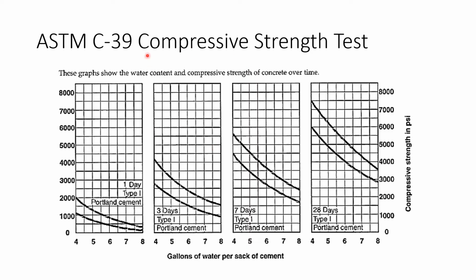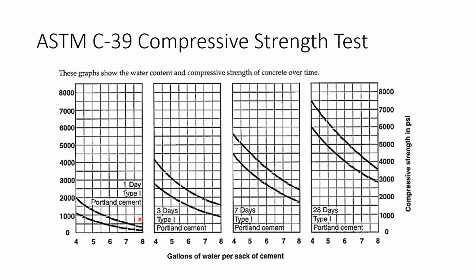Okay, ASTM C39 compressive strength tests. So these are just the graphs, and they show the water content and the compressive strength of concrete over time. Again, water content is so important in concrete because this material hardens the concrete, and we need the concrete to be hardened, okay? Because the strength comes when it becomes hardened, yeah?